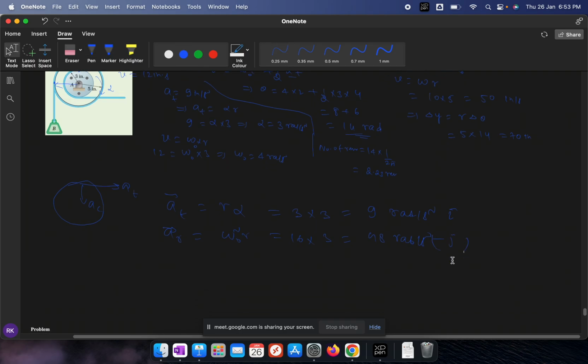Now what is the magnitude of total acceleration? That will be square root of a_t square plus a_r square. When you put these values, you will get 48.8 radian per second square, not radian, inch per second square. Here you have to write inch, not radian.